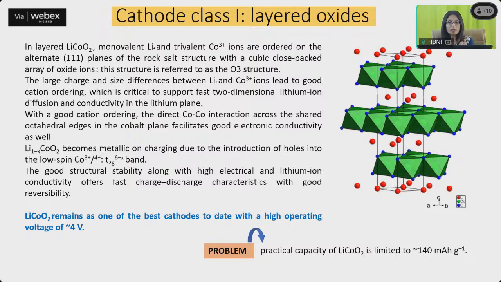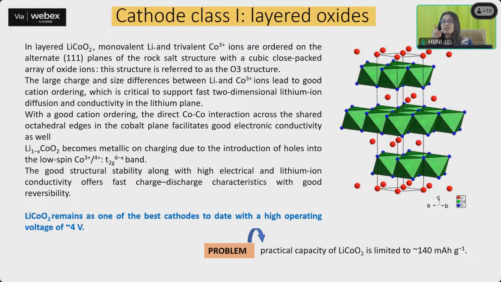But there is one problem. The voltage is very high, of course, please remember it is 4 volts, but there is a problem. When we talked about the theoretical capacity in that particular formula, where we have nF by 3.6 M, if you put the M value of LiCoO2 over there, for one electron transfer, because it is for lithium, you will find that the theoretical specific capacity calculation should come around 274 milliampere hours per gram.